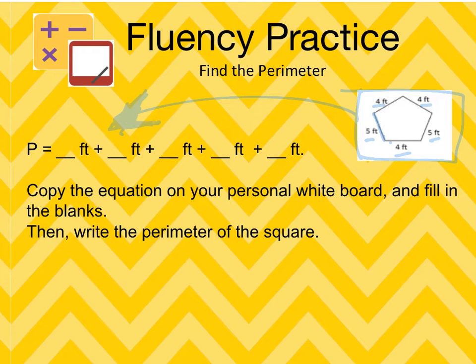Go ahead and write down the equation, fill in the side lengths, do your addition, because remember the perimeter is the distance around the outside of the shape. Add them up and type in your perimeter that you find.